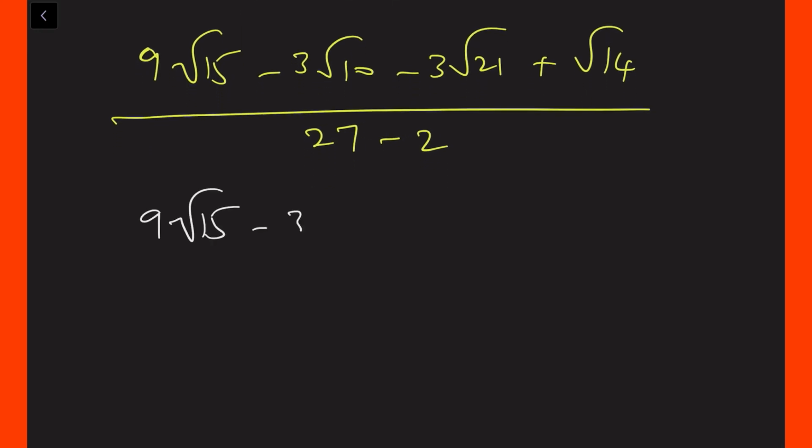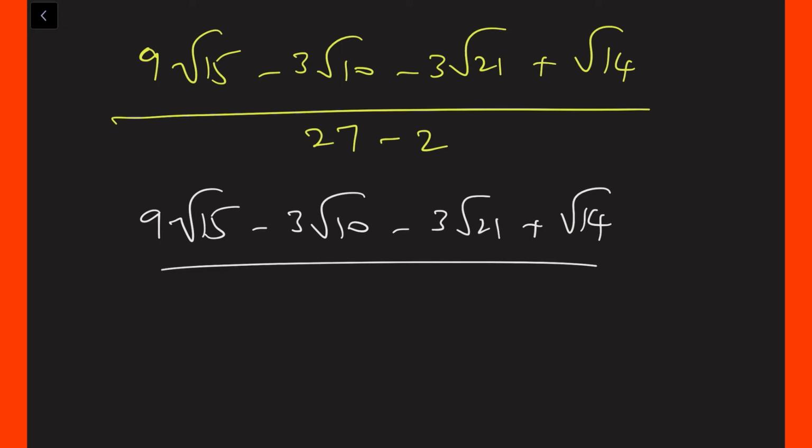9 root 15 minus 3 root 10 minus 3 root 21 plus root 14, whole divided by 27 minus 2. It is nothing but 25. So we cannot simplify further. The answer is completed.